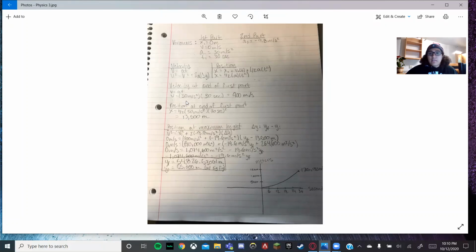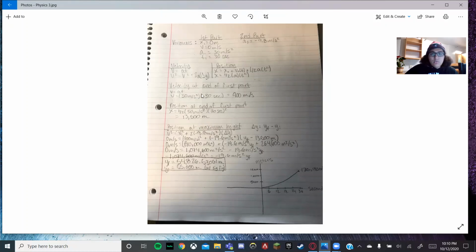We can use x equals 1/2 acceleration times time squared. So we do the 1/2, plug in the acceleration, which is 30 meters per second squared, and then the time, which is 30 seconds. When you do 30 seconds squared, you get 900, times the 30 and the 1/2 will get you to 13,500 meters.